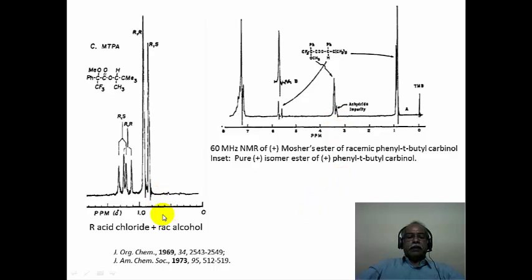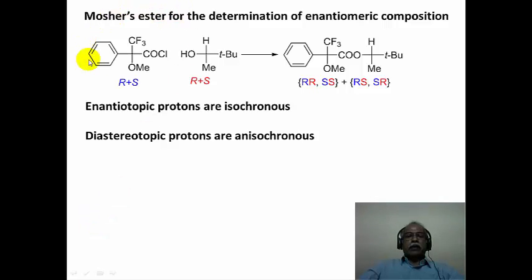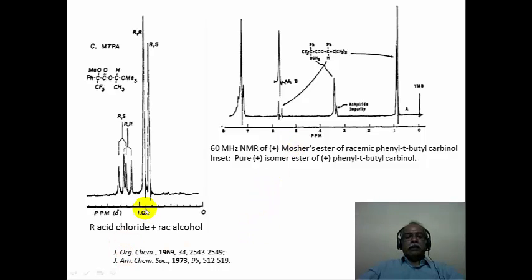This is what is illustrated here. The acid chloride is taken only as the R isomer, and a racemic mixture of this particular alcohol is taken and the ester is formed. The resulting ester gives you nicely two different signals for this particular hydrogen here. This hydrogen, which is a tertiary hydrogen, which is adjacent to the methyl group. This is the methyl region that we are looking at. These two peaks correspond to the tertiary butyl functional group in this molecule, and this corresponds to the CH3 functional group in this molecule, for example.